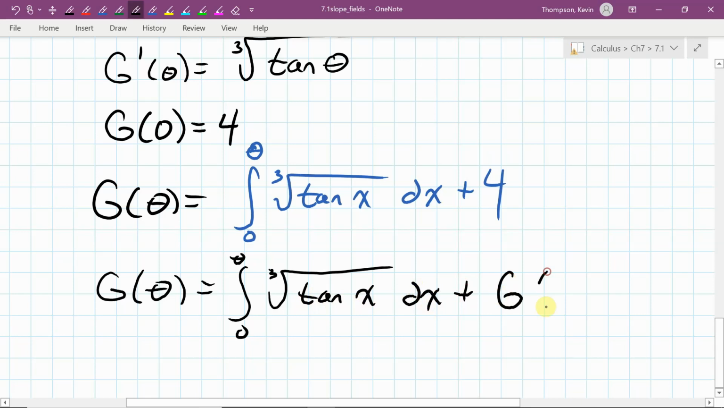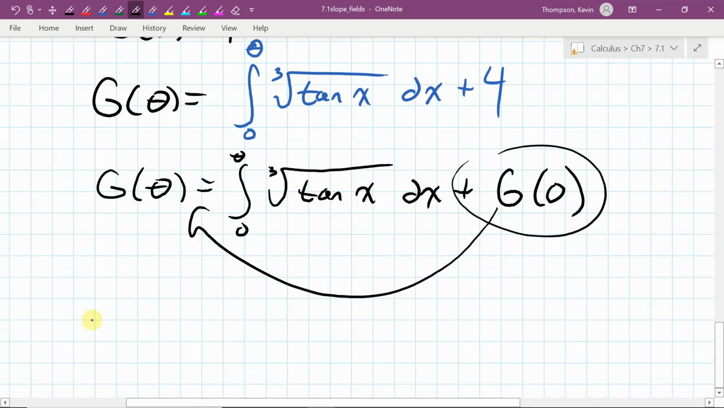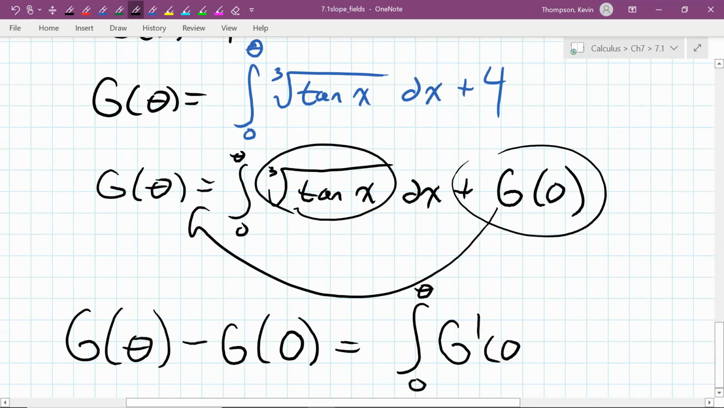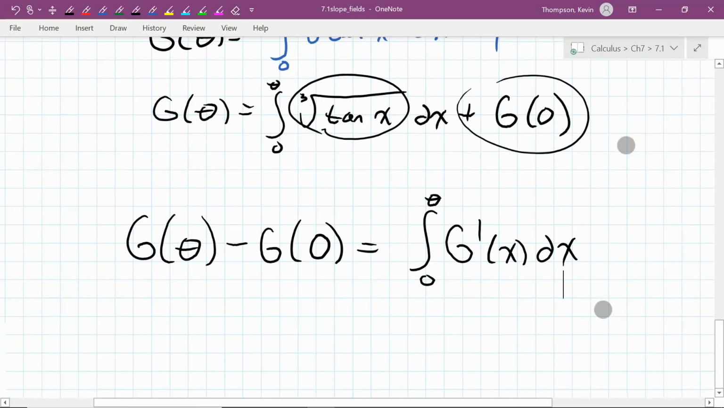If I wrote it this way, and I think about this as really a number here, so I'm going to subtract it to the other side. Do you notice what I'm writing is actually just the fundamental theorem? This whole thing is really G prime. You see that that's exactly the fundamental theorem, just rearranged?